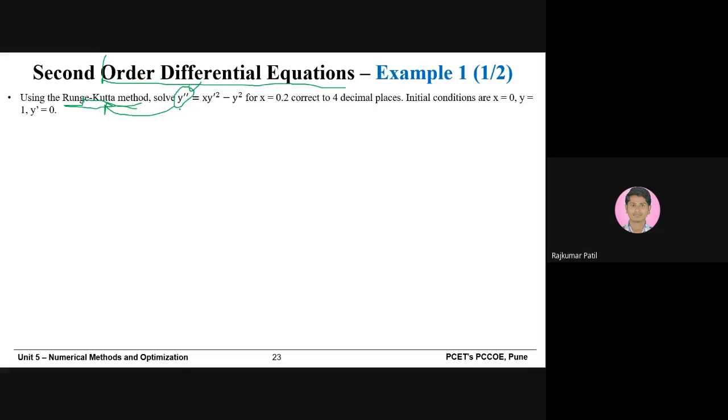So d2y by dx square, that is y double dash, is equal to x y dash square minus y square. Here y dash means dy by dx, and y double dash means d2y by dx square.